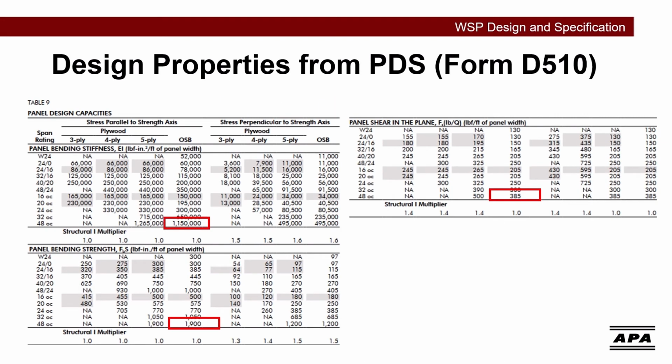The panel properties are all found in Table 9 of APA Form D510. To find these values, we first find the span rating of the panel we're using in the left-hand column of the respective design capacity we are seeking. We then traverse right in that row to the appropriate panel type, noted at the top of each column. The values may vary for OSB versus plywood, and may also depend on the number of plies for plywood panels. If you don't know what will be used, one option is to assume the more conservative value between the options. The values we noted for our assumed panel with a 48-inch on-center span rating are circled in red.